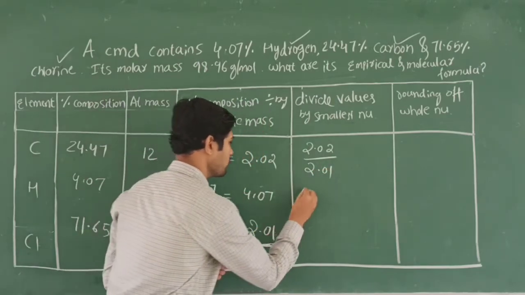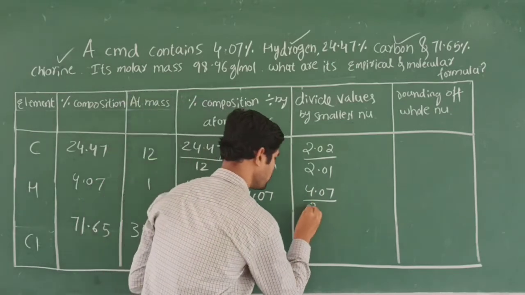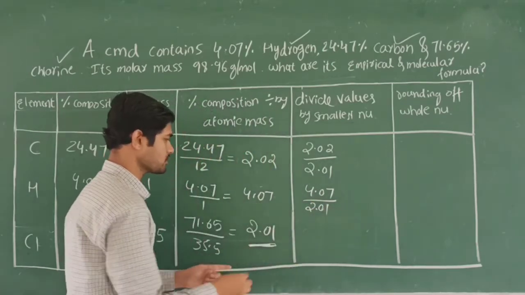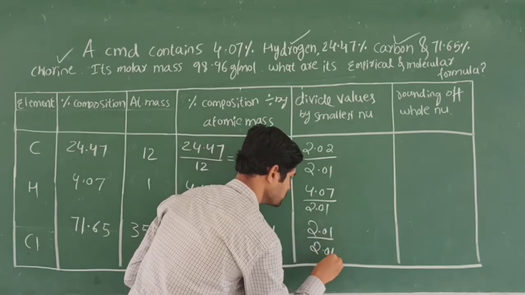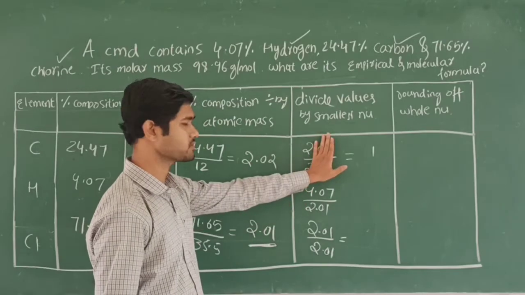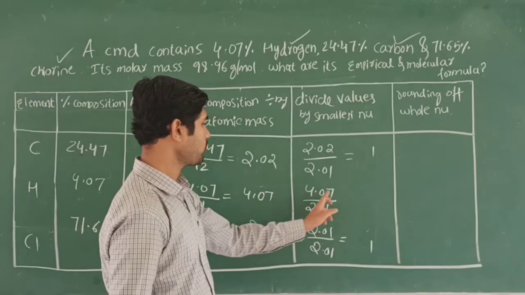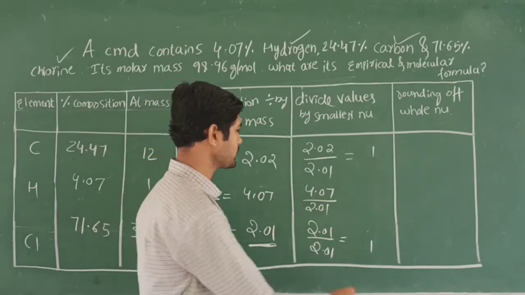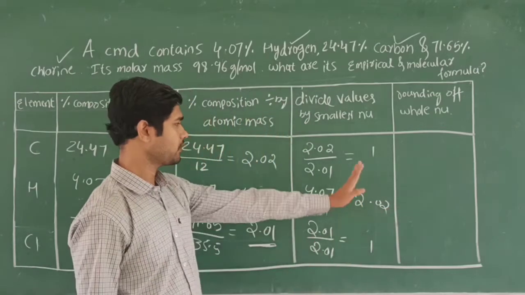2.01. Similarly, 4.07 divided by 2.01, and also the last one is 2.01 divided by 2.01. Because 2 ones are 2, and here also 2 ones are 2. And here 4.07 divided by 2.01, I think nearly 2.02 something will come. So you need not worry about this one.